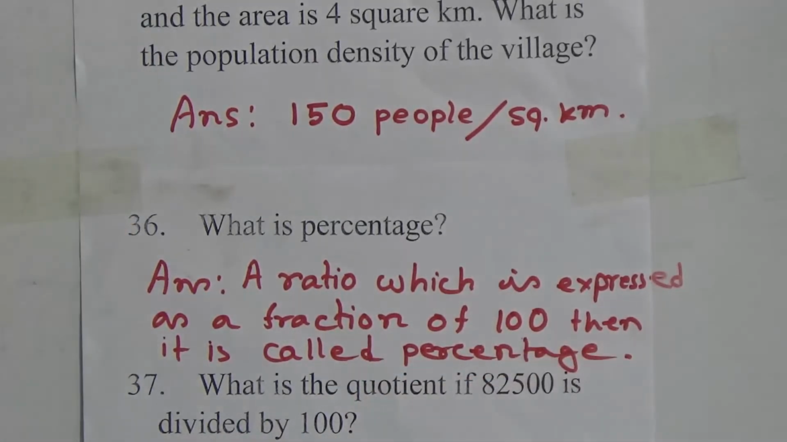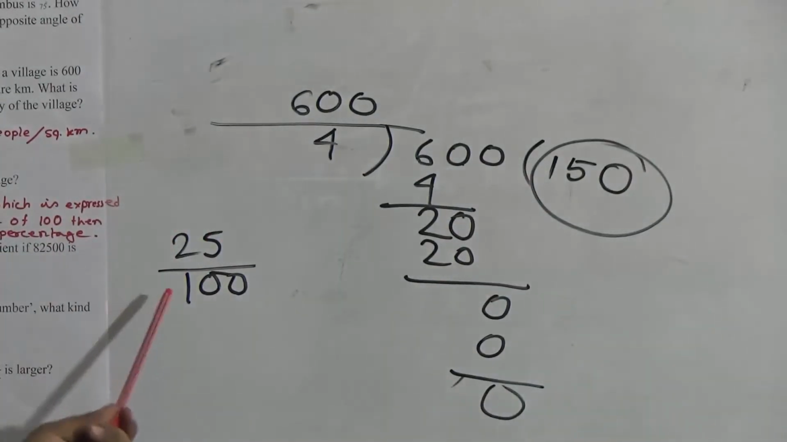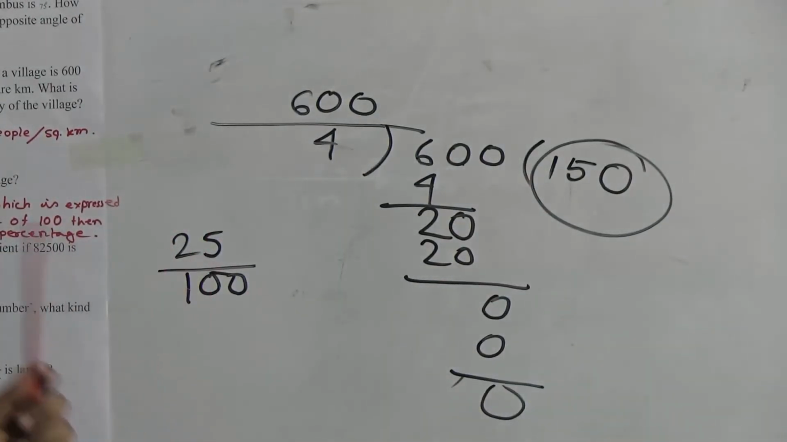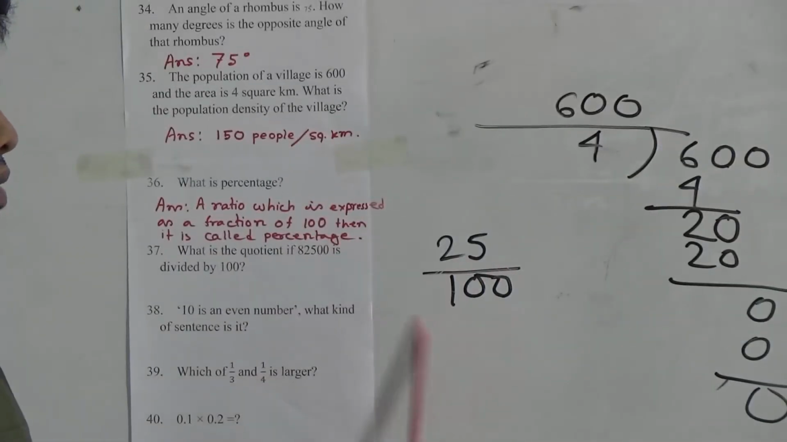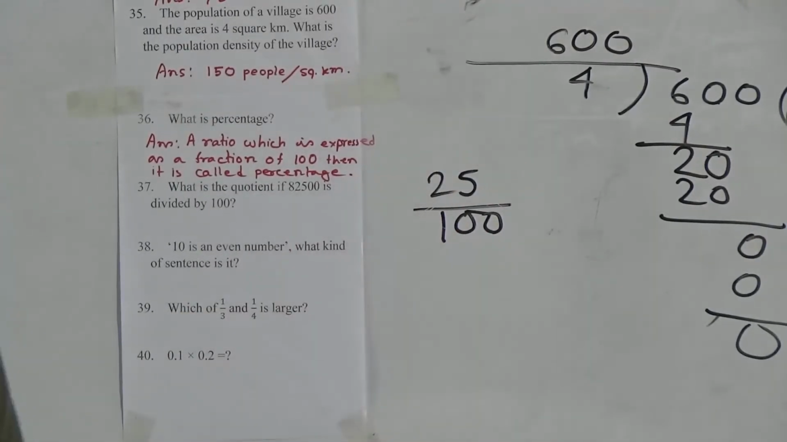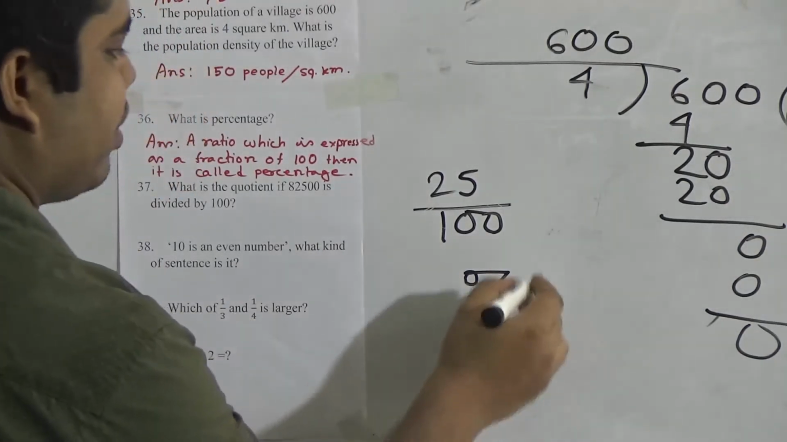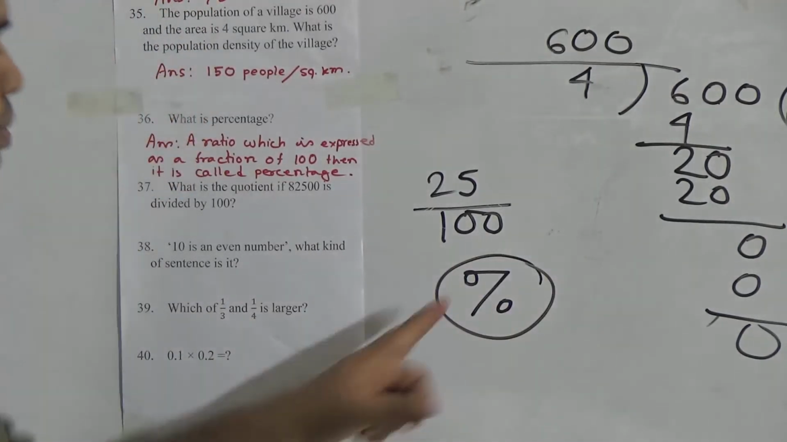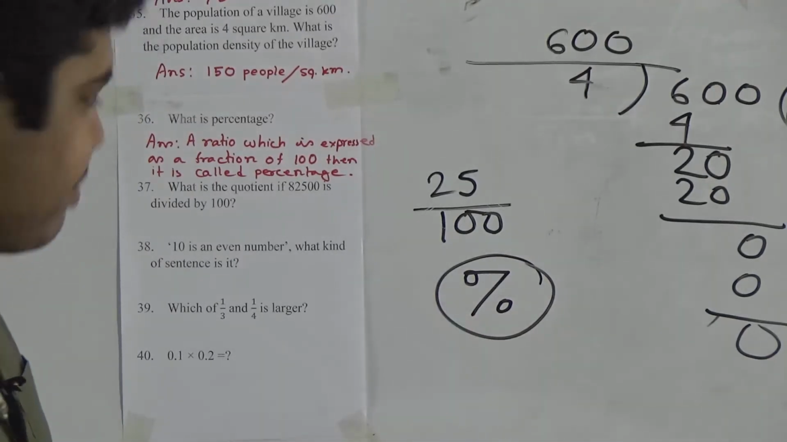I hope you have understood. Dear student, suppose 25 by 100. This is a fraction and the denominator of the fraction is 100. So a ratio which is expressed as a fraction of 100. Notice, as a fraction of 100. So this type of fraction is called percentage, and we denote the percentage sign by this sign. Okay, I hope you have understood question number 36.